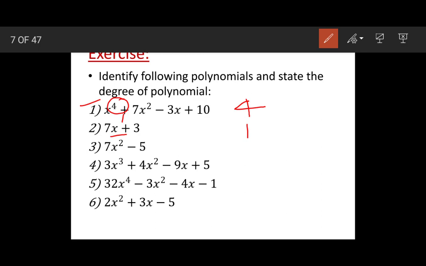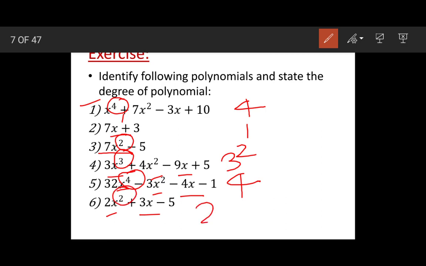Here the variable is x. The highest exponent of x is 2, so the degree is 2. Here the variable is x, the highest exponent of x is 3, so the degree of the polynomial is 3. Here the variable is again x, the highest exponent is 4, so the degree is 4. Here again the variable is x and the highest exponent is 2, therefore the degree of the polynomial is 2.